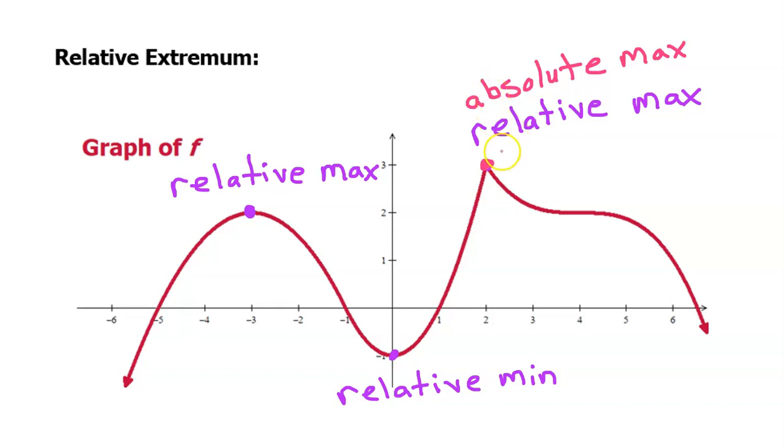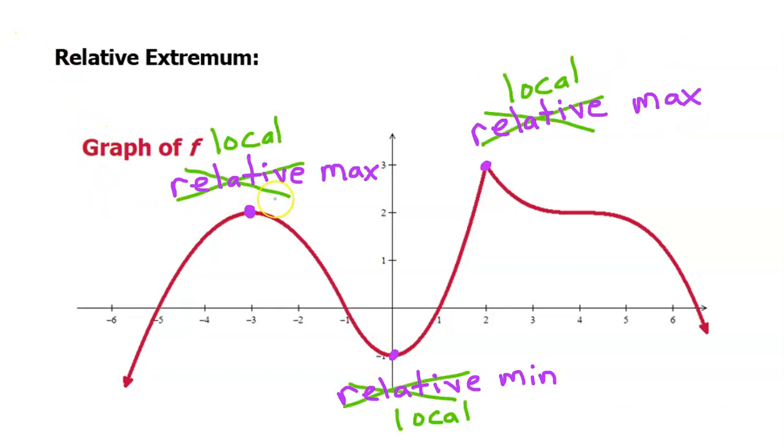But both can be true at the same time. It's the absolute max, but it is also a relative max. Relative extrema are sometimes called local extrema. So this would be a local max, a local min, and another local max.